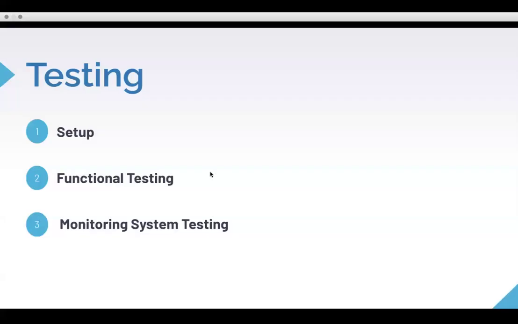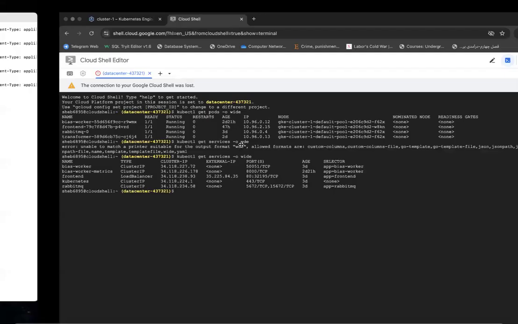So for testing, first of all, I set up an SFTP server in Cloud Lab and I uploaded a test file into it. Then I tested the functionality of the system to make sure that it's functioning correctly. And also I tested the monitoring system. Here I want to give you a brief demo.